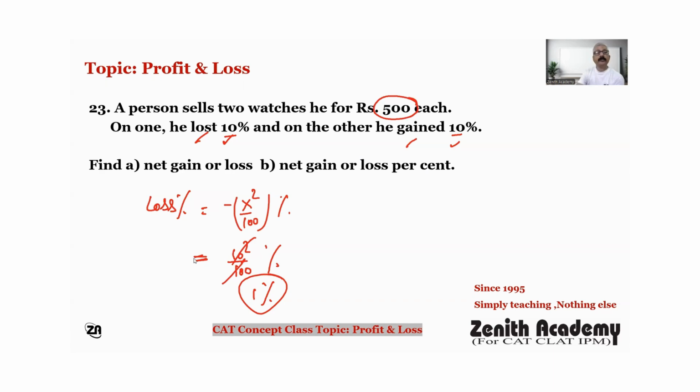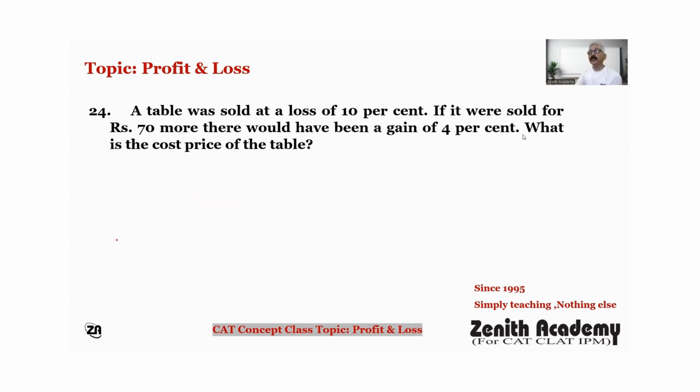Now see the next question. In the next question, a table was sold at a loss of 10%. If it was sold for rupees 70 more, there would have been a gain of 4%. What is the cost price of the table? Look here. A table was sold at a loss of 10%. So selling price is actually 90% of the cost. Am I right? 10% loss simply suggests that selling price is 90% of the cost price.